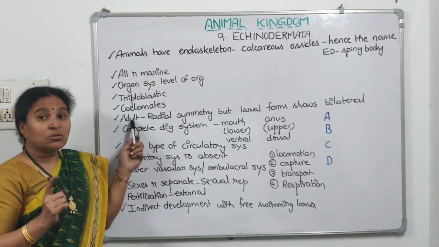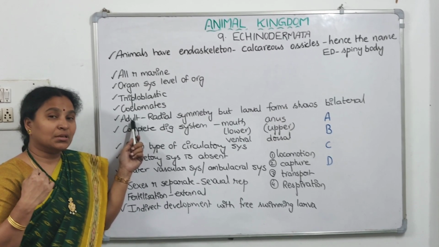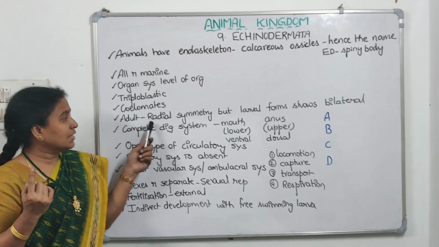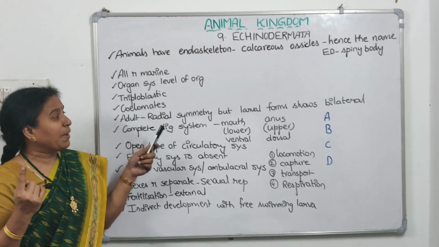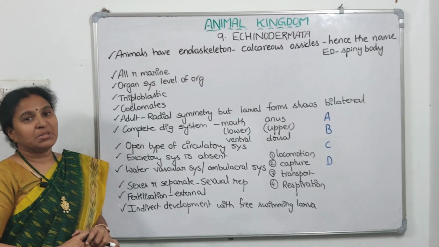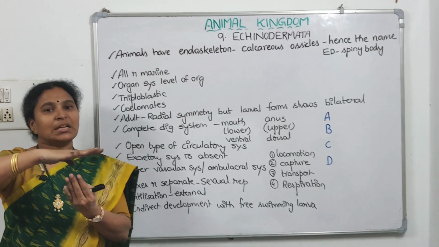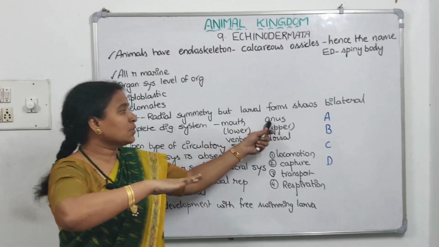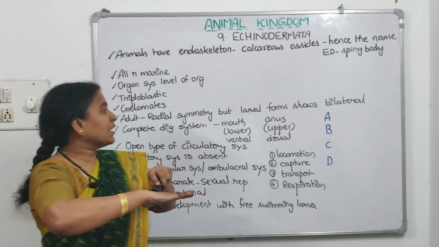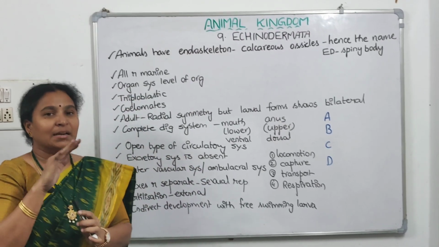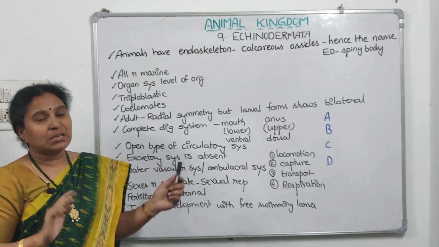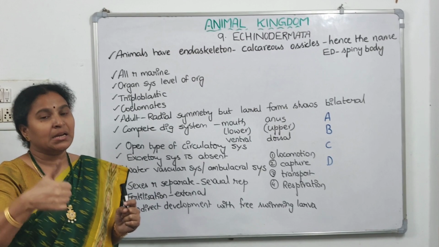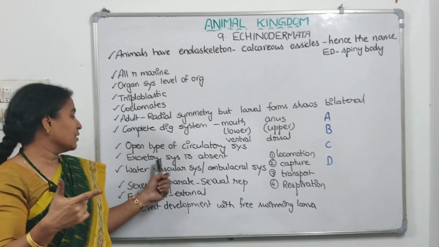Then the adult shows primitive symmetry, larva shows advanced symmetry. So the adult shows radial symmetry, larva will show bilateral symmetry. Complete digestive system is there, mouth and anus both are there. Mouth is on the lower side, ventral side, and anus is on the upper side, dorsal side. Coming to the circulatory system, it is open type. Excretory system is absent.